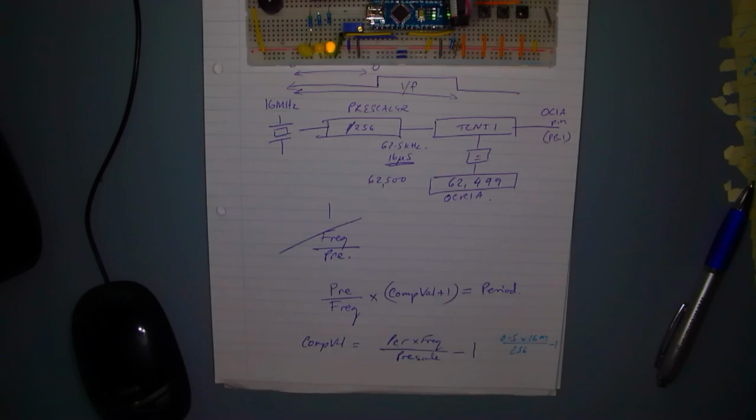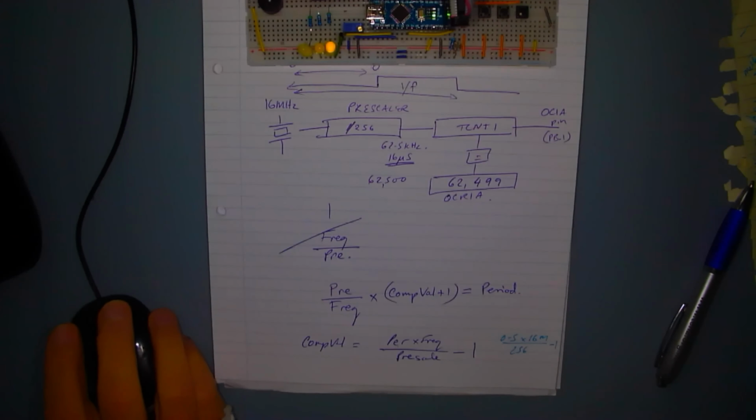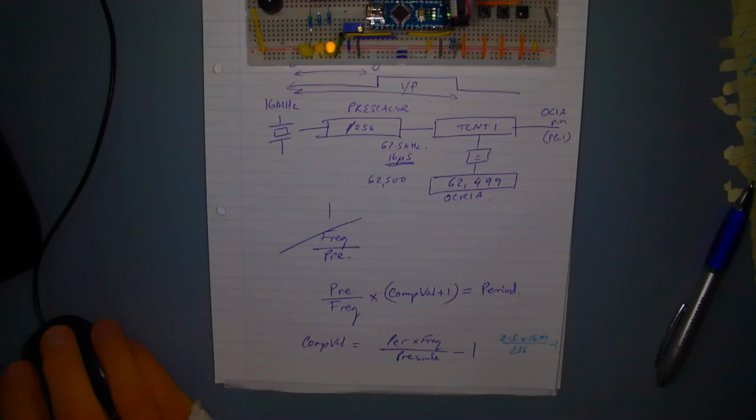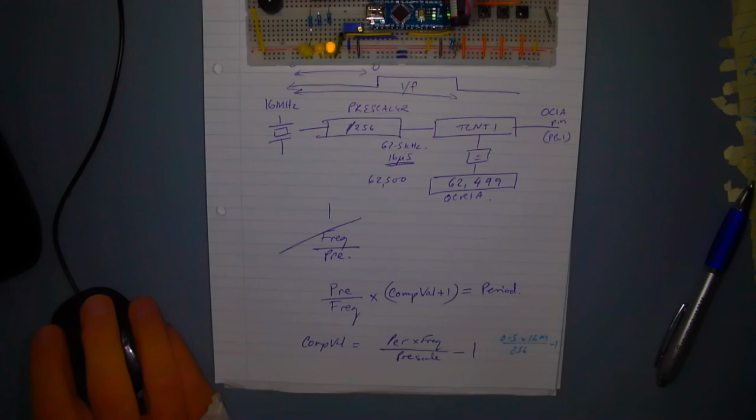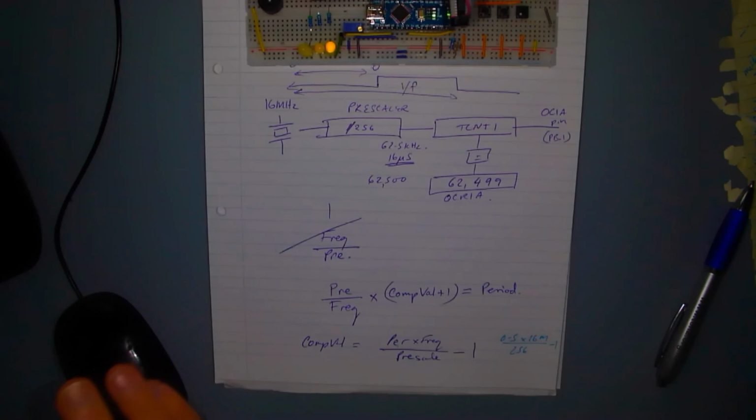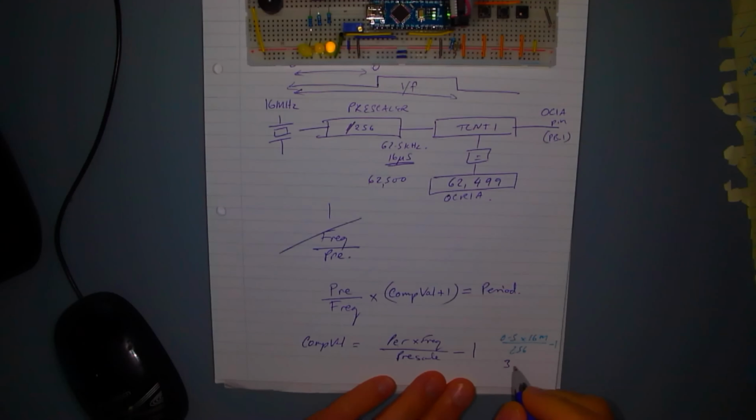So that's 8 million over 256. I'll pop that into my calculator: 8 million divided by 256 equals 31,250. Subtract 1 gives us 31,249 as our compare value, and that will give us a half second.